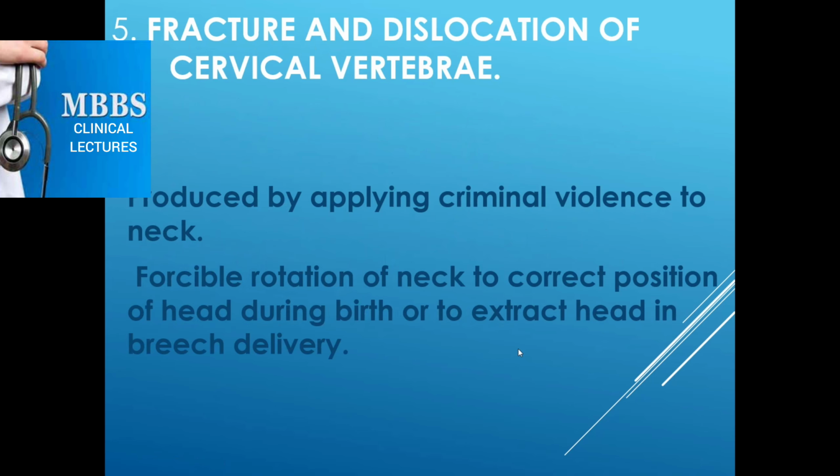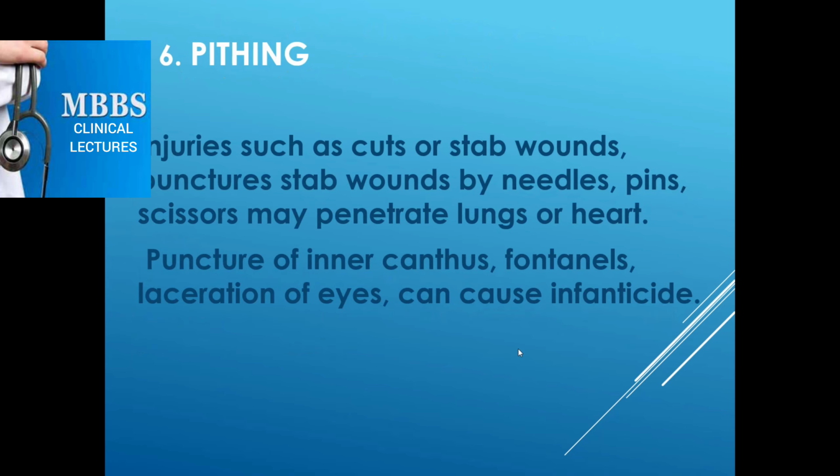Fracture and dislocation of cervical vertebrae are produced by applying criminal violence to the neck. They may also be present when there is forcible rotation of the neck to correct the position of the head during birth or to extract the head in breech delivery. So there may be a difference. You have to find out the signs of violence on the neck.